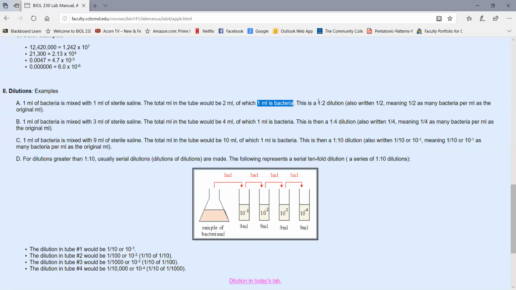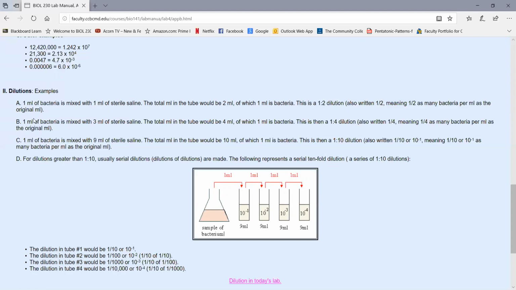So we call that a 1:2 dilution. It's also written as 1/2. And that tells us that this tube now has half as many bacteria as in the original milliliter because we've just doubled the volume, but we have the same number of bacteria. So remember, the lower number in your dilution fraction, or the second number in your dilution, is the sum of all the milliliters in the tube in this case.